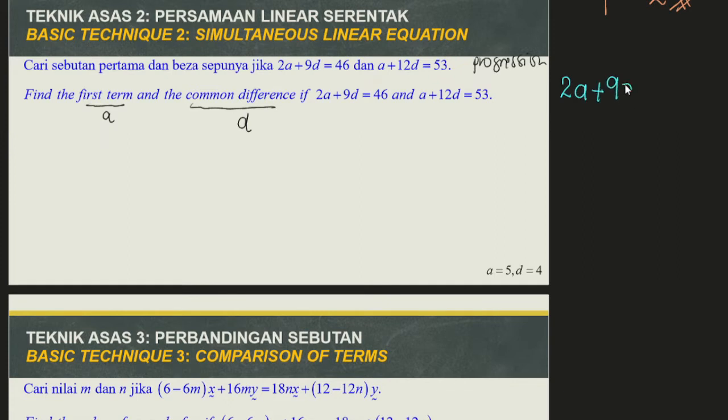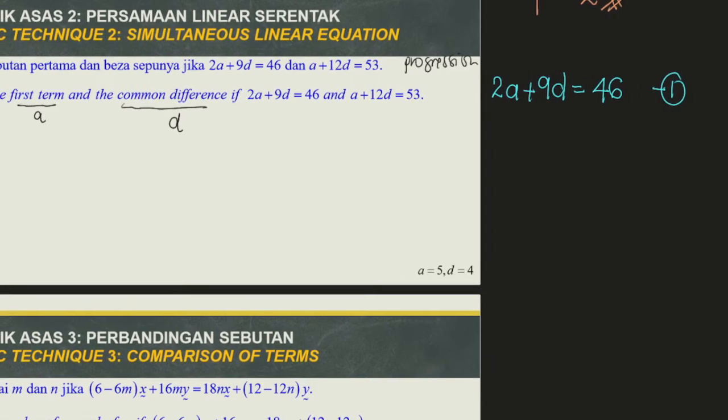A plus 9D, you can write it as equation 1. This is going to be equation 1. So you have to make it like equation 1. So let me go here a bit. Then the second one, A plus 12D equals 53. This one you write as equation 2. Now once you have both equations, you can solve.